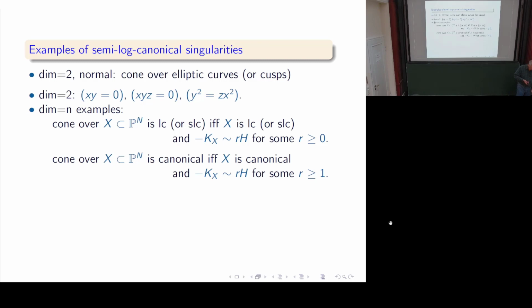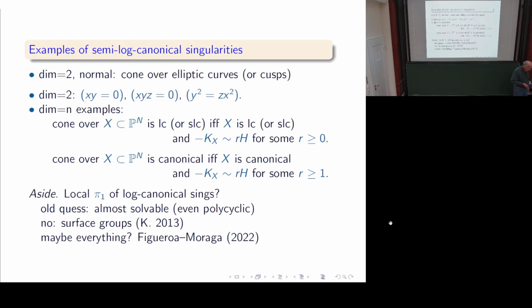Now, there's another interesting question here. What can we say about the local pi 1 of a log canonical or semi-log canonical singularity? That means I just take a small neighborhood, and of course that's contractible, but if I remove the origin, then I get something that's usually, I think never, contractible. So what can I say about the fundamental group of this log canonical singularity?